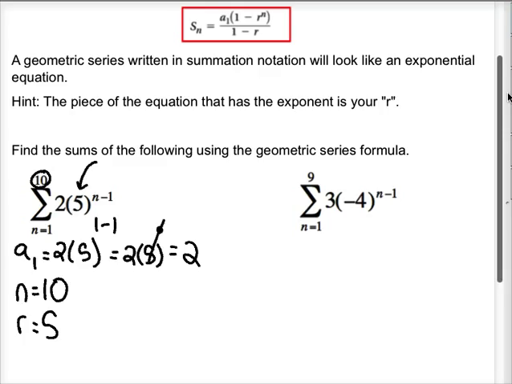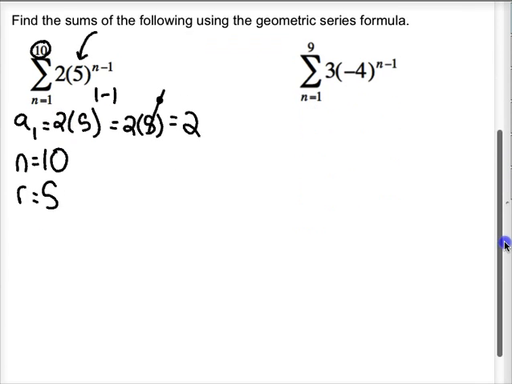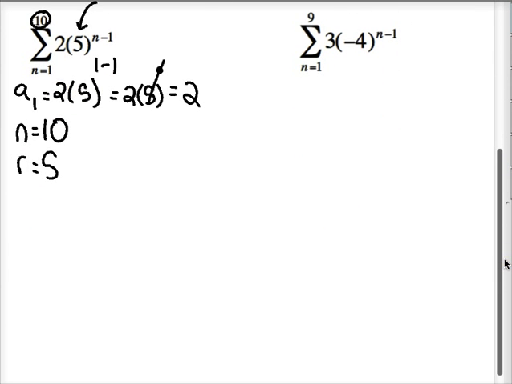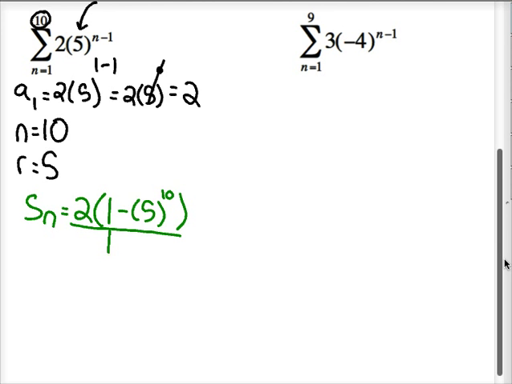Now we actually have to plug it into our summation notation formula. So I'm going to change colors for that so you can tell the difference. Now I'm transitioning, I'm actually going to find that sum. So A1, which we said is 2, times 1 minus r, which is 5, to the 10th power, over 1 minus r.